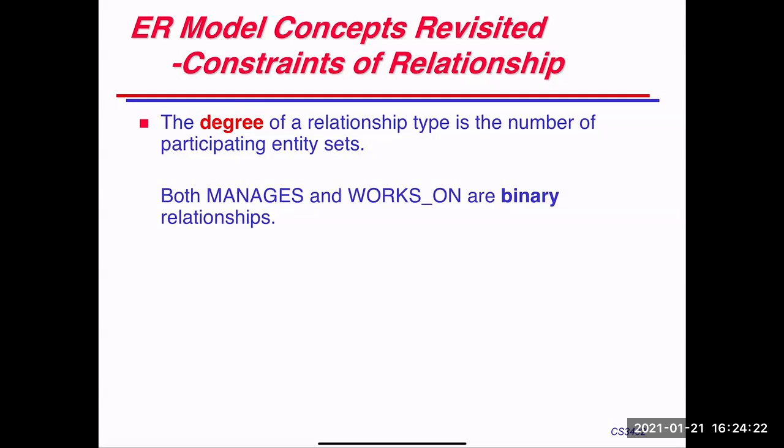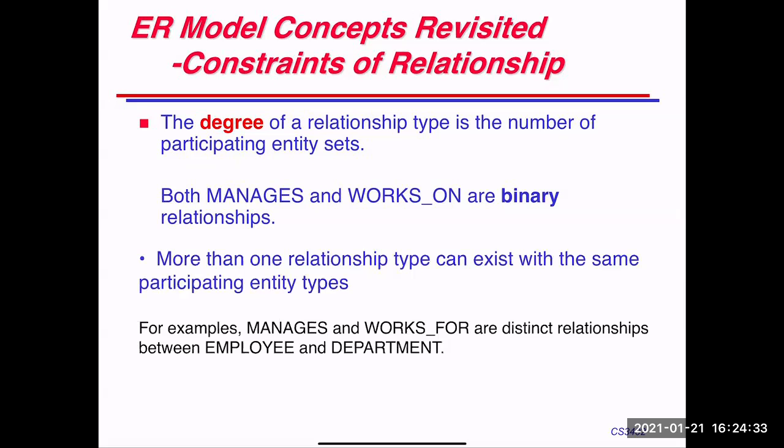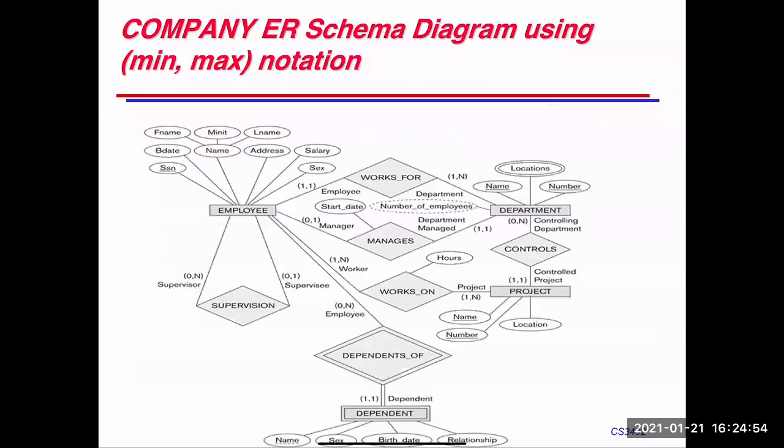Okay, so the degree of a relationship tells us how many entities will be in the relationship. It could be that more than one relationship type exists with the same participating entity types, right? So it's not necessary that if you only have entities A and B, they're in exactly one relationship to each other. And in fact, we saw an example for this on the previous slide, right? So we have multiple relationships between employee and department.